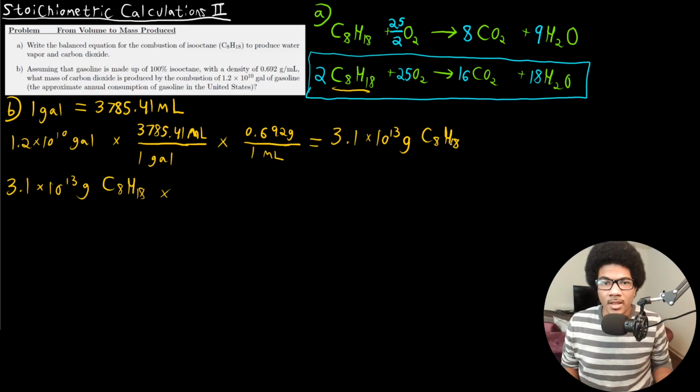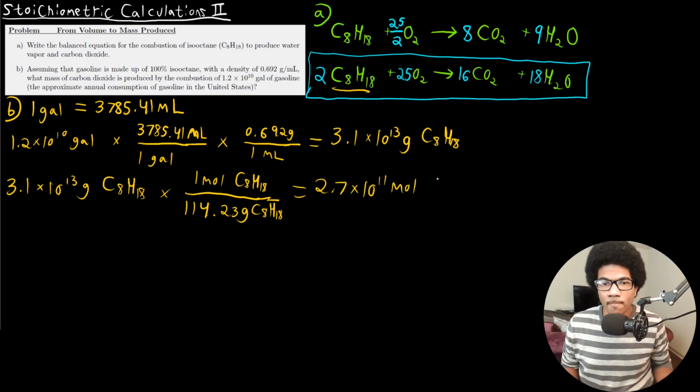Yeah, that's going to be 18, my bad, 18. So this is C8H18. So the molar mass of isooctane is going to be 114.23 grams for every 1 mole of isooctane. And so that's going to give you 2.7 times 10 to the 11 moles of isooctane. All right, so now we got the number of moles of isooctane.